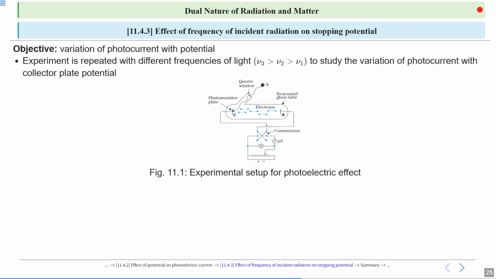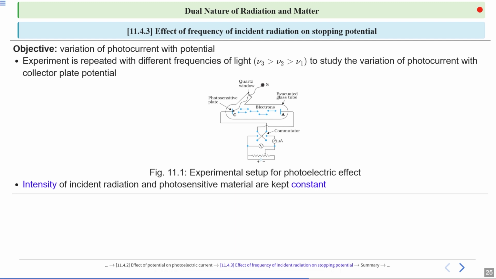Here we repeat the experiment using different frequencies of light, labeled as nu3 greater than nu2 greater than nu1. This means we are shining light of increasing frequency onto the photosensitive material and measuring the resulting photocurrent. As we change the collector plate potential, notice the diagram, figure 11.11. It shows the basic setup for the photoelectric effect, where light hits a metal surface and electrons are emitted. Remember, frequency is measured in hertz and higher frequency means higher energy photons.